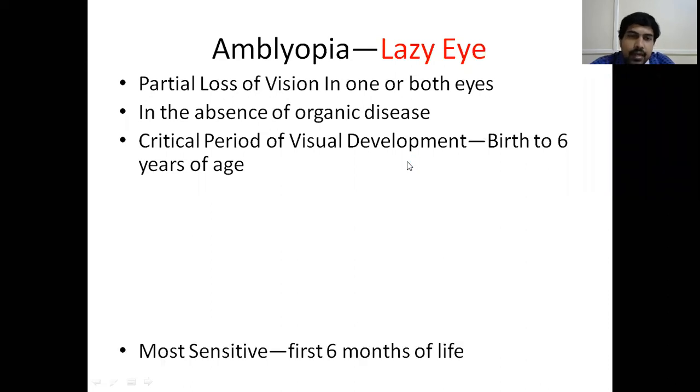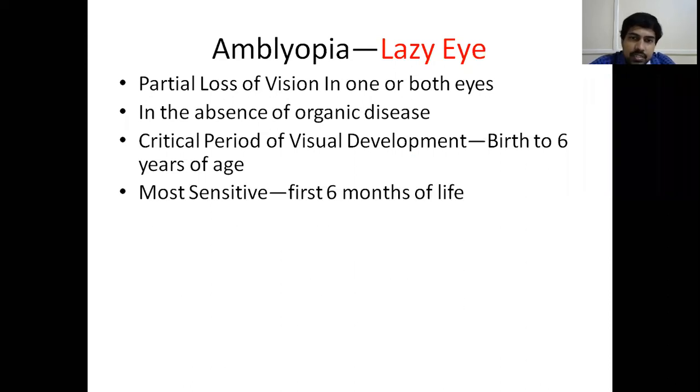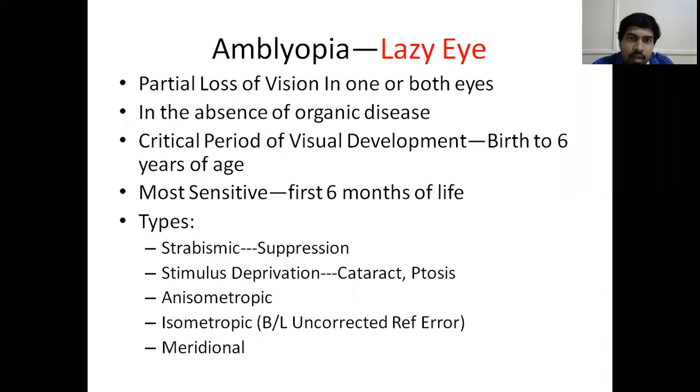Any damage... The more sensitive period is the first 6 months of life. The first 6 months of life is the most sensitive part for development of vision. So in this period of 6 months to 6 years of age, if there is some pathology which is causing the eye to not function properly.